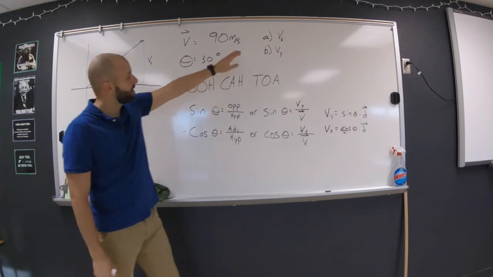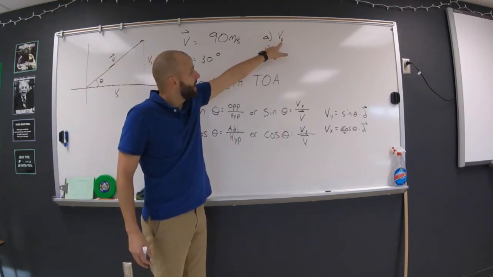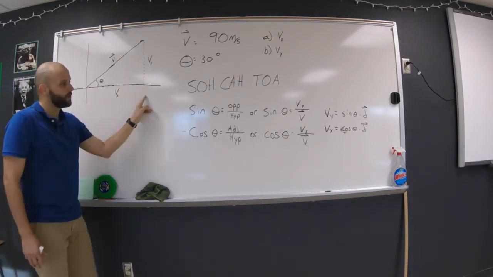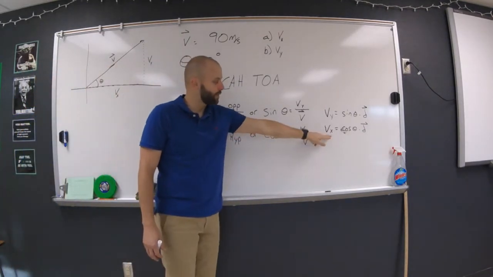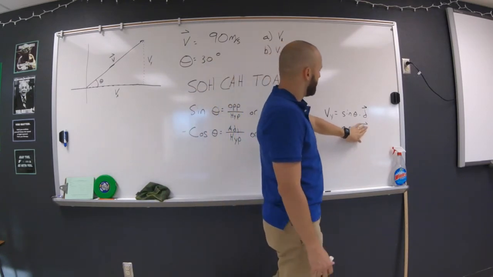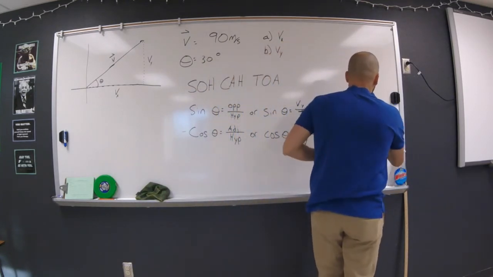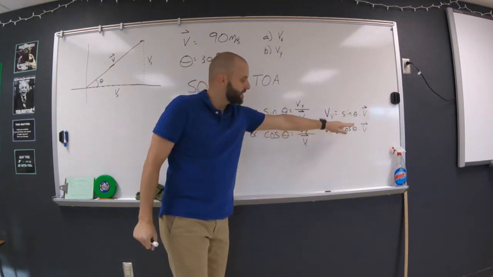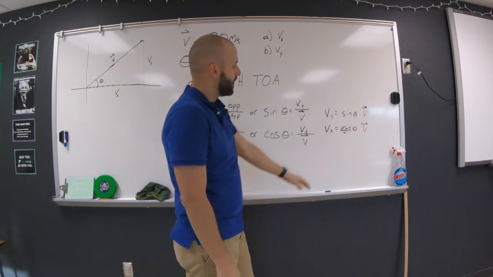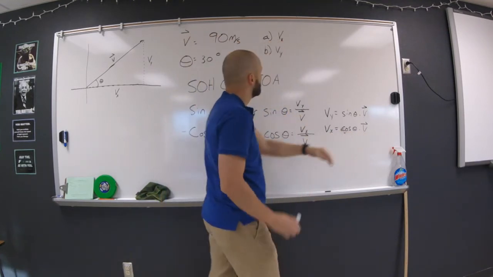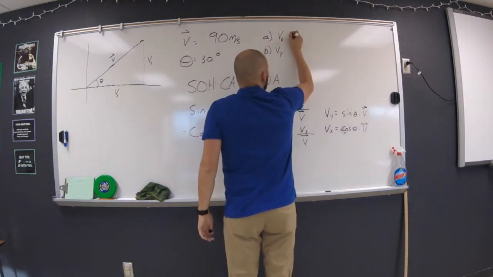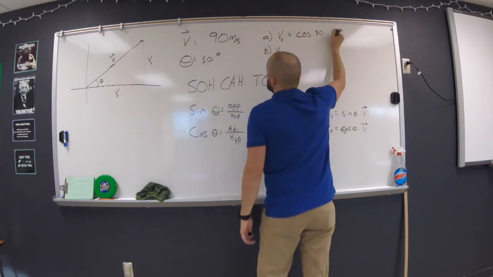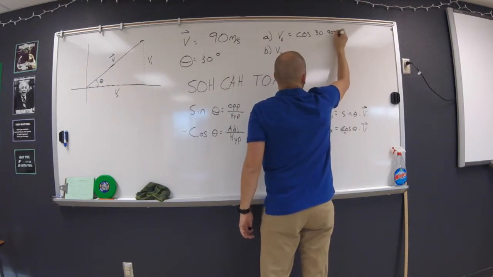So if you identify here the velocity in the horizontal direction, that's what V sub x means. We are going to find the velocity in the horizontal, so we're going to use cosine theta times the original velocity, or the velocity of the vector. So we're going to use this one right here. So this should be equal to cosine 30 times 90 meters per second.